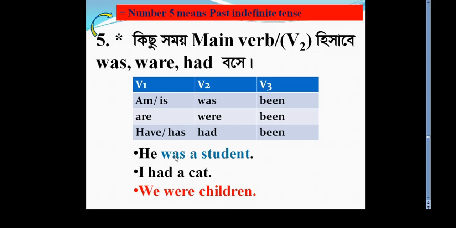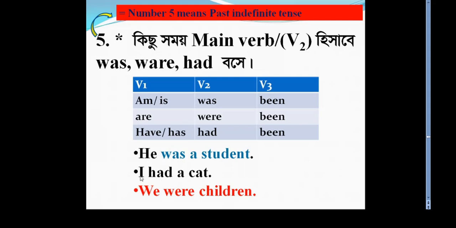Though we see the auxiliary verb was in number 6, that means present continuous tense, we don't say this is present continuous tense, because there is no V1 plus ing. So it is past indefinite tense.